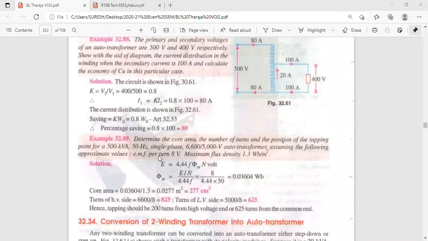Now in the problem he is giving EMF per turn. What is the meaning of EMF per turn? E1 by N1 is equal to 8, or E2 by N2 is equal to 8. We can take any one. E1 by N1 is equal to 8, E2 by N2 is equal to 8. From this, we will get N1 and N2 values. E1 value, you know. What is E1?